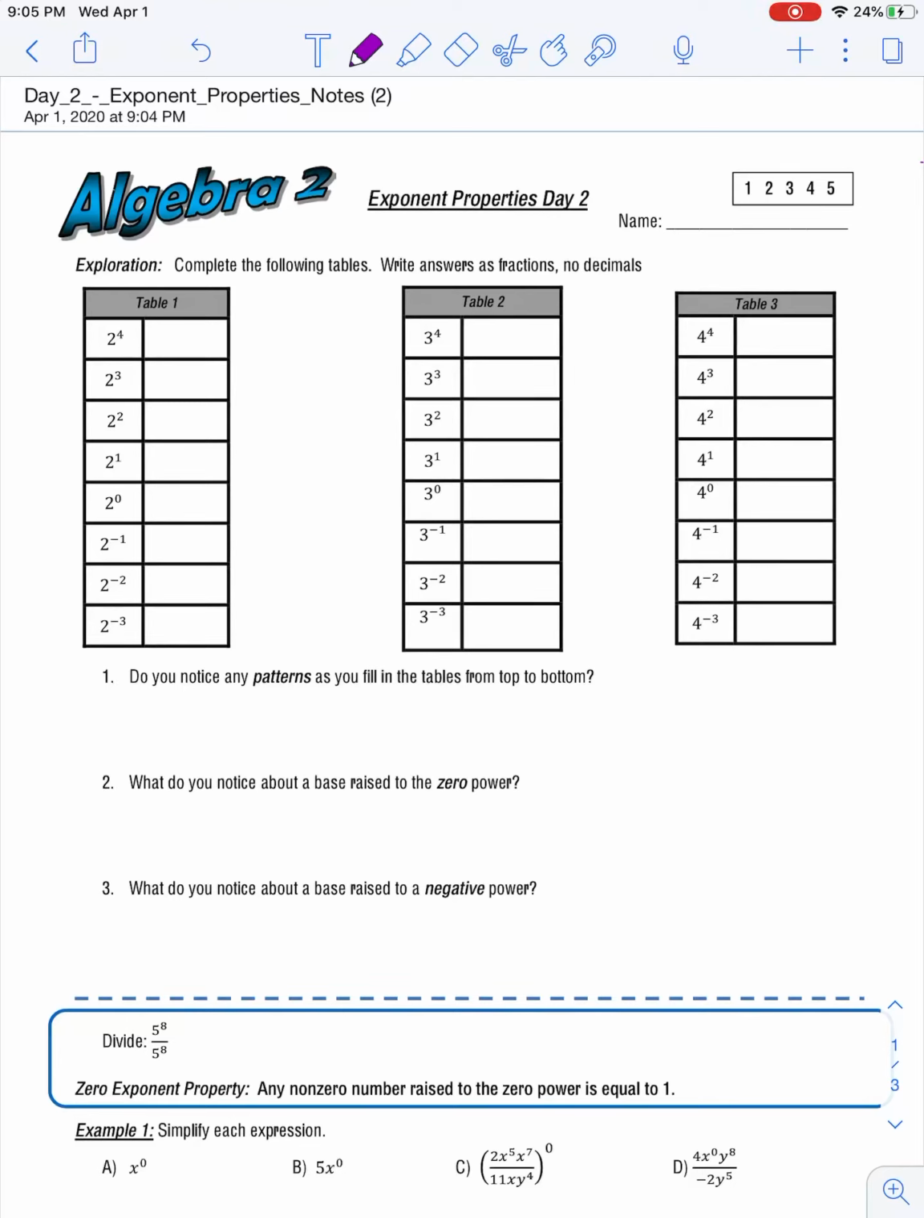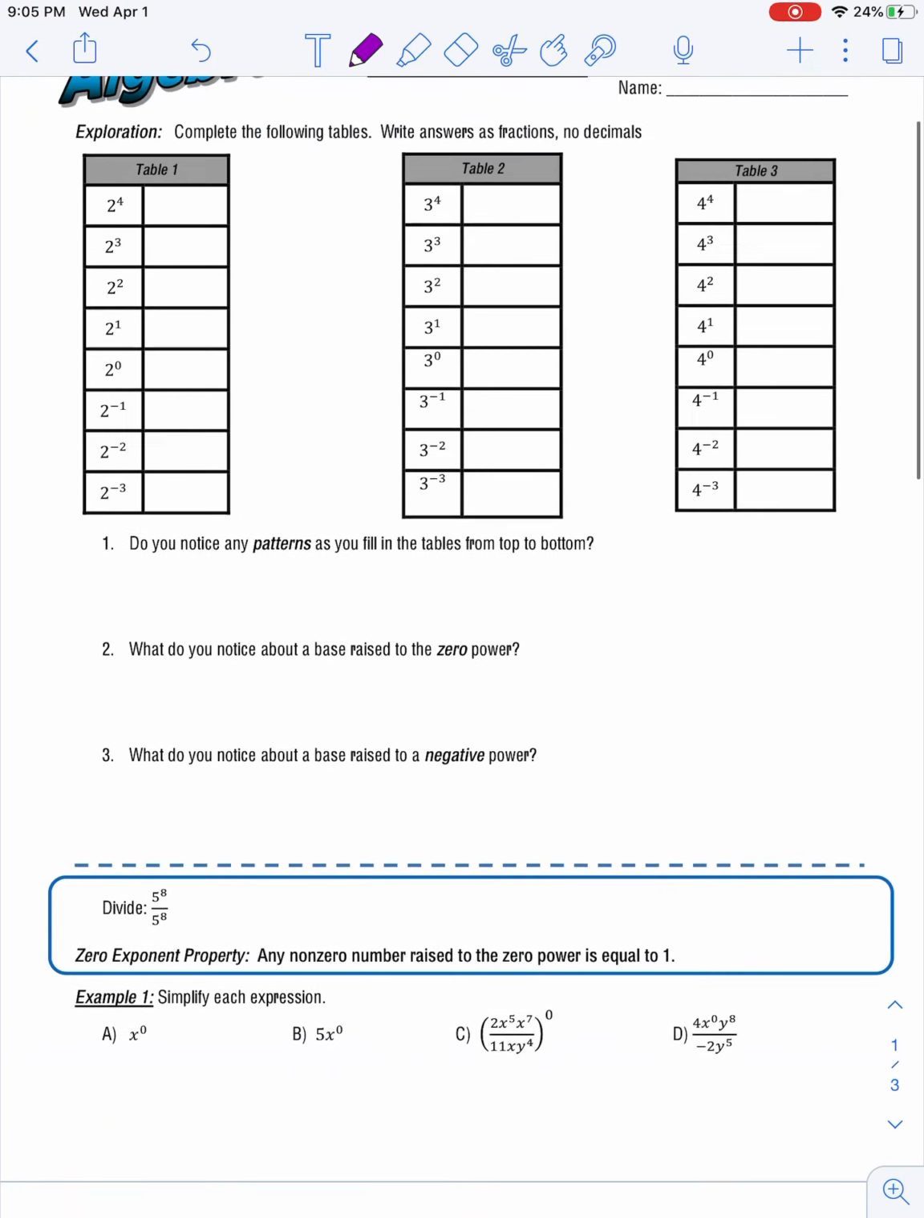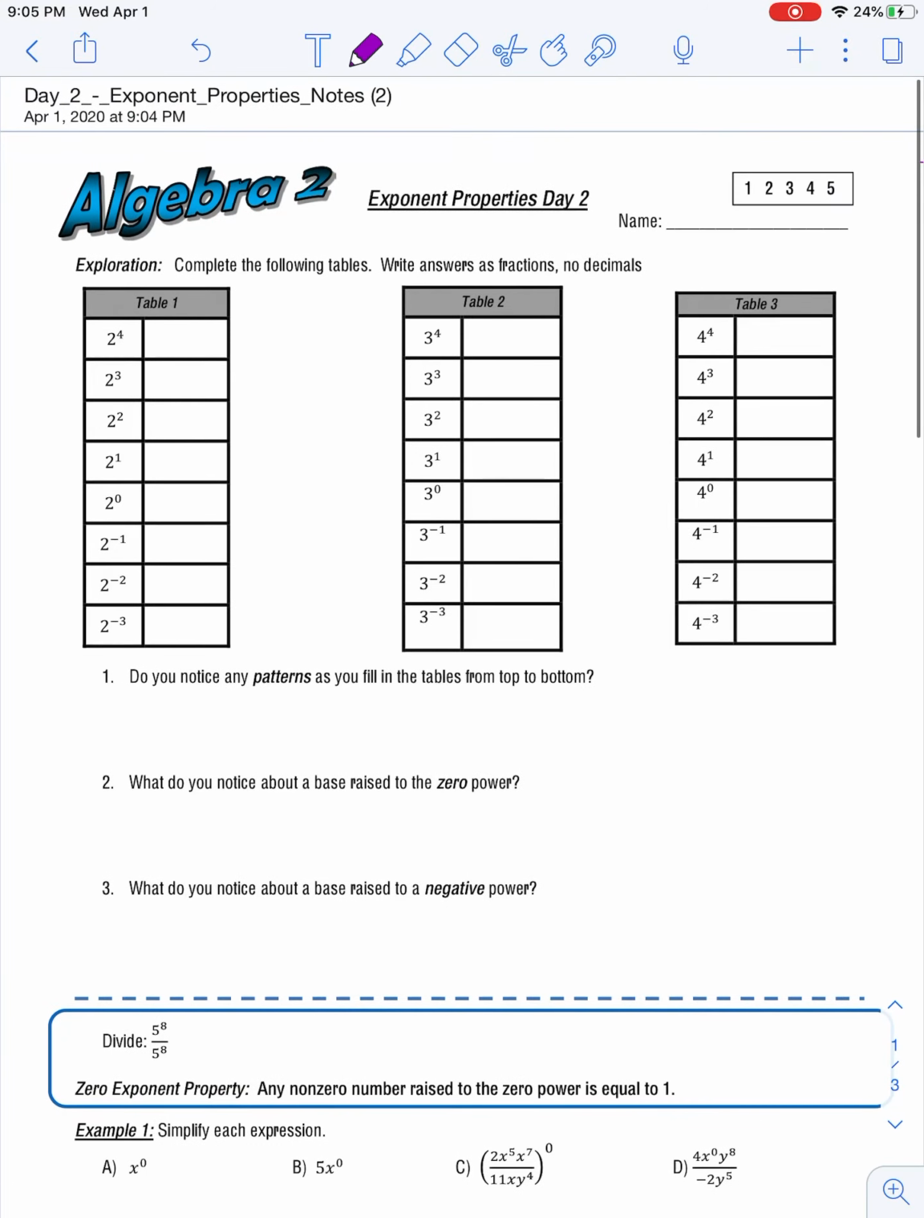This lesson is on properties of exponents, focusing on two specific properties, the zero exponent property and negative exponents. So if you could pause this video and take a few minutes to do your best to complete the exploration. There's 3 tables where you can fill in all those values. Notice it does say to write answers as fractions, no decimals, and then answer the 3 questions below. Once you're done with all of this, then go ahead and hit play to see how you did.